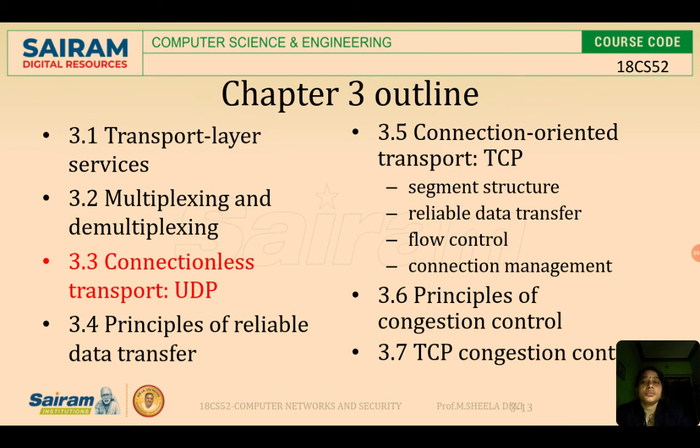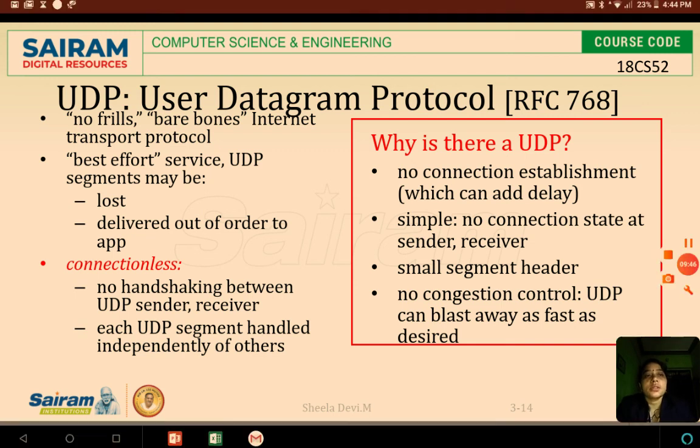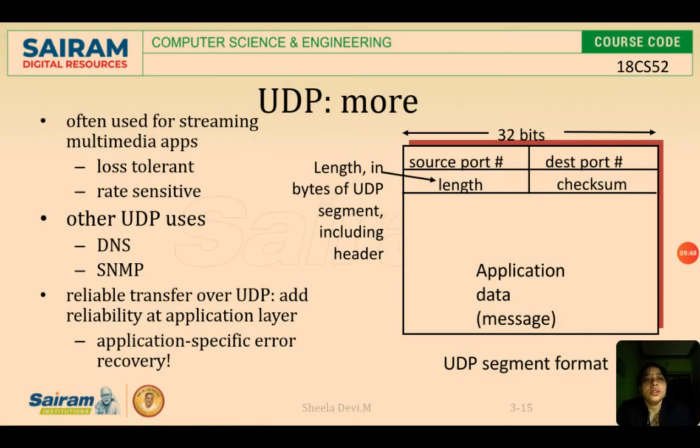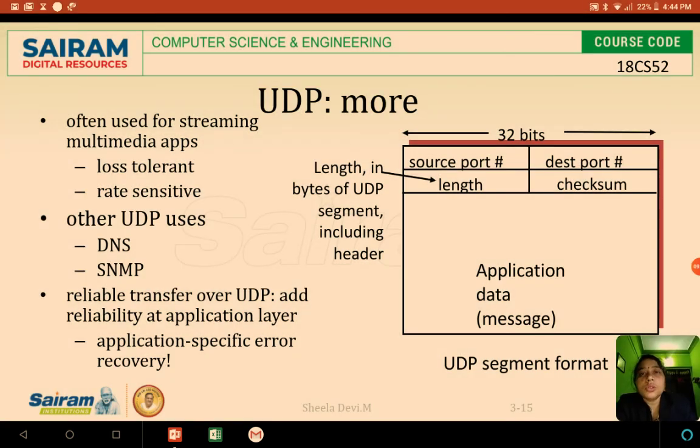Next is connectionless transport, that is, the UDP protocol we are going to see. As we already said, if you use the User Datagram Protocol, which is one of the protocols of this transport layer, there is no need for connection establishment. UDP doesn't require connection establishment.